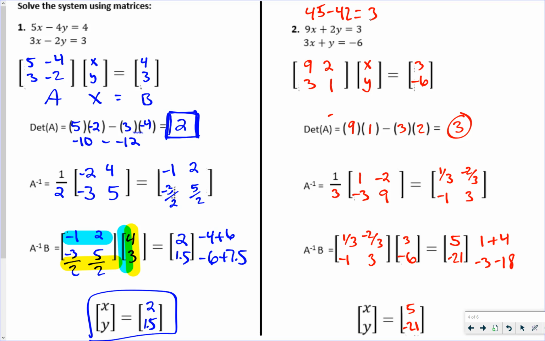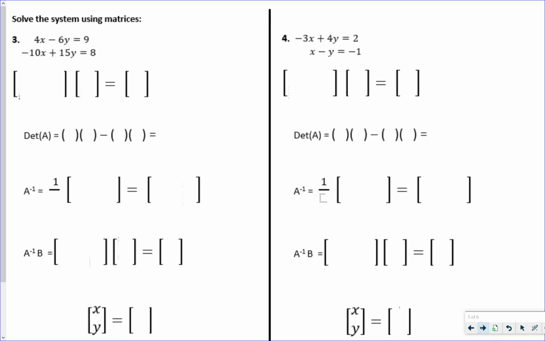Okay? So you can plug them back in and make sure they work for both. Alright, you do number 3. Don't say it. You do number 3. Alright, Adam, pick someone. Popcorn. I'm picking you.